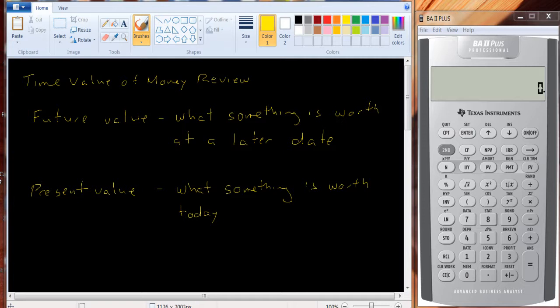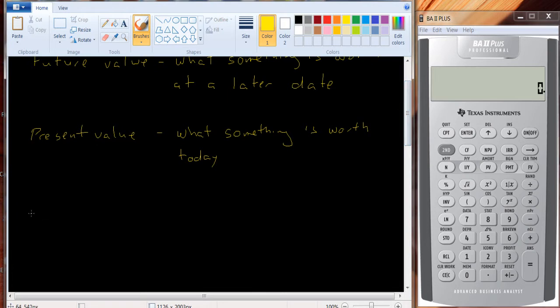So what ties present and future value together is the interest rate. The general formula here is that the future value in time period N is going to be equal to the present value today, and I'll use a little zero here, times 1 plus the interest rate, r, raised to the nth power. And you can divide both sides by 1 plus r to the nth power, and you can figure out that the present value today is going to be equal to the future value in time period n divided by 1 plus r raised to the nth power.